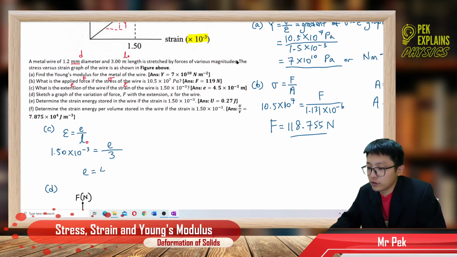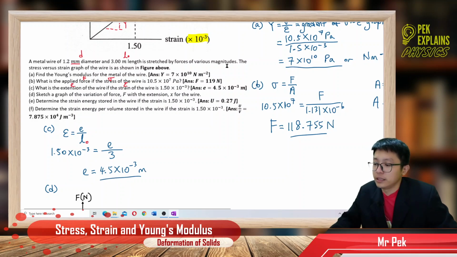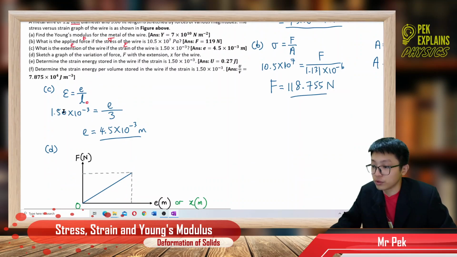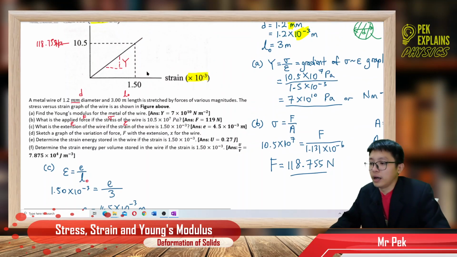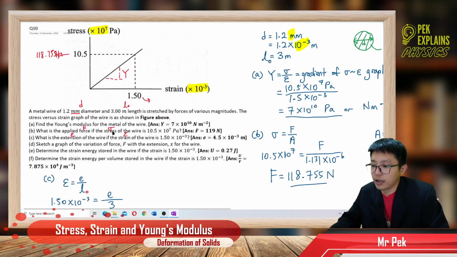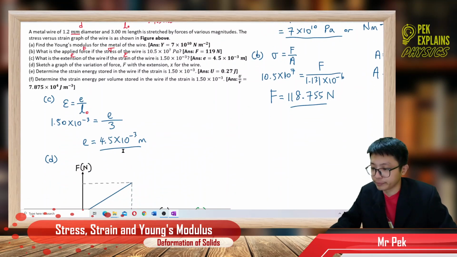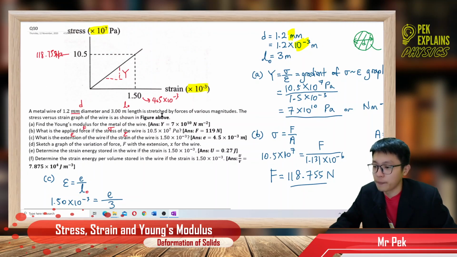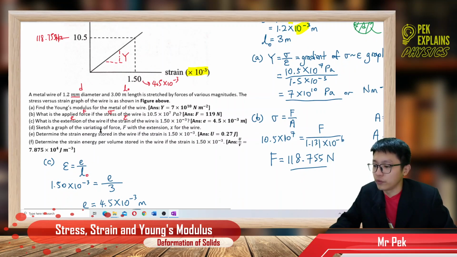My elongation, I get 4.5 exponent negative 3 meter. So for this strain, my elongation is 4.5 exponent negative 3 meter. Okay, for this strain. So now sketch a graph of force versus extension graph for the wire.